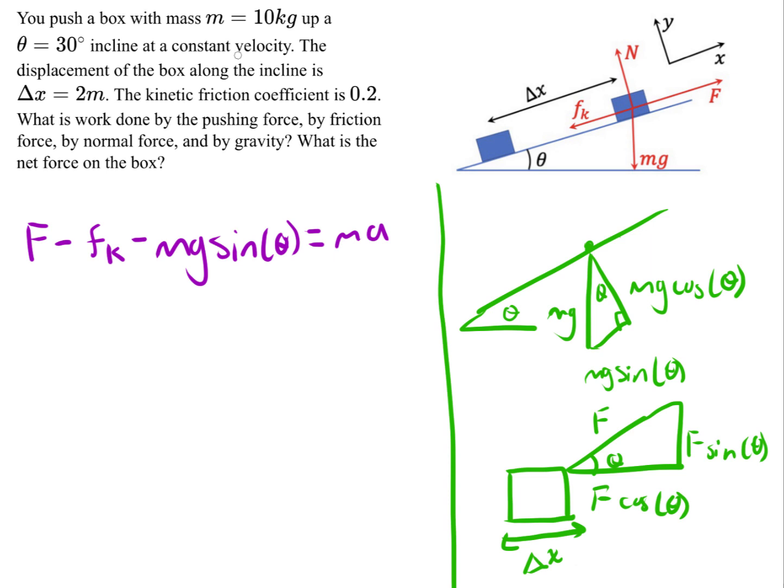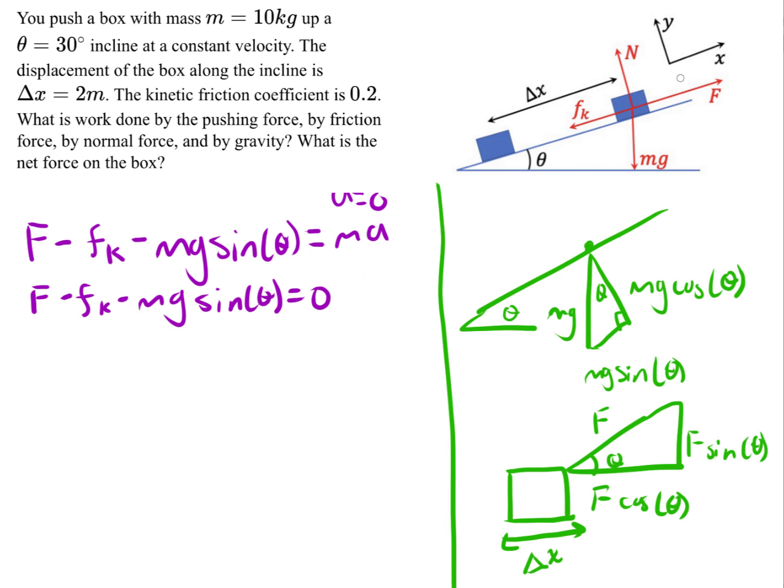Now, we already said it's in constant velocity, so the acceleration is equal to 0. So then we can just generalize this to force minus the frictional force minus the part of gravity that is parallel to the incline is equal to 0. Acceleration is 0, so this whole right-hand side of the equation is also 0.